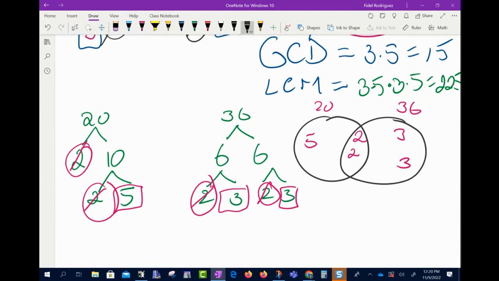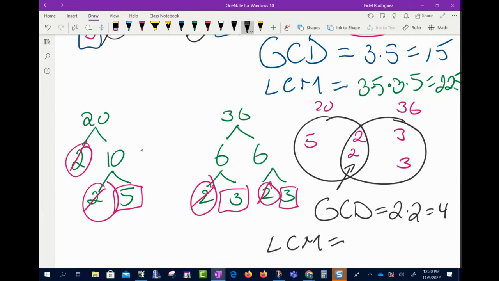So again, I'll do the same process, y'all. Look, my greatest common divisor is going to be the numbers that I have in common when we multiply them. 2 times 2 is going to give me 4. And then my least common multiple is going to be those same numbers, 2 times 2 times whatever else I have left over.